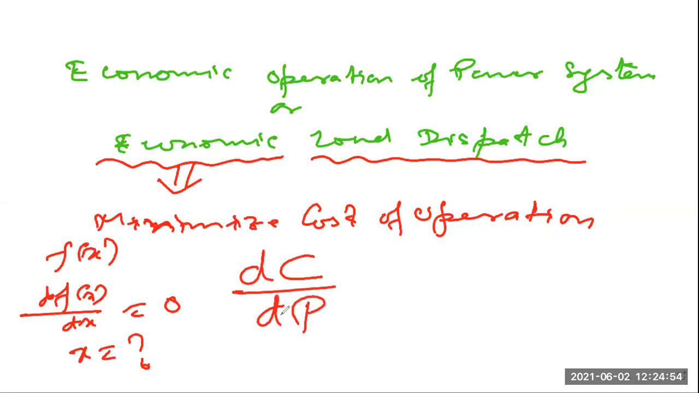Incremental cost means it is with respect to the generated power. Power is the Pi, where i is 1 to n. There are n number of plants. So with respect to your generating station power, what is the incremental cost? Incremental cost is basically dC by dPi. This is your incremental cost. But we'll know in detail, we'll see that thing.